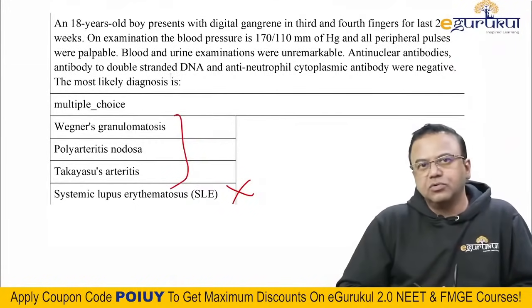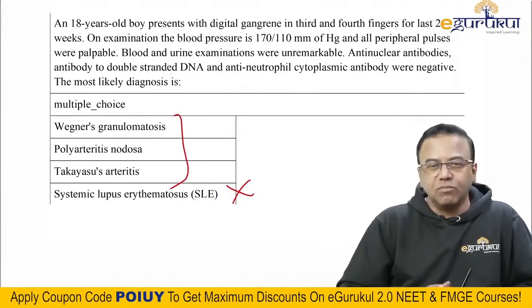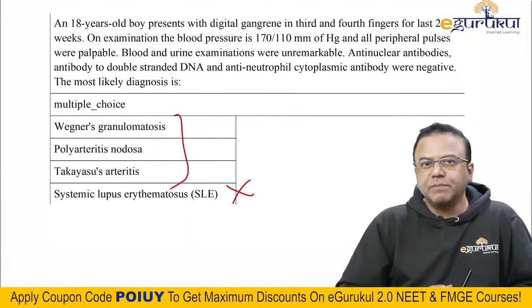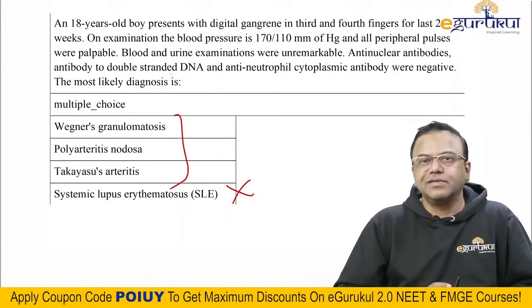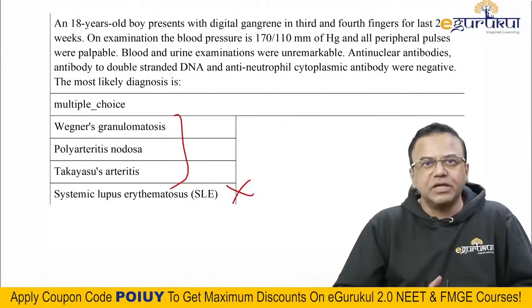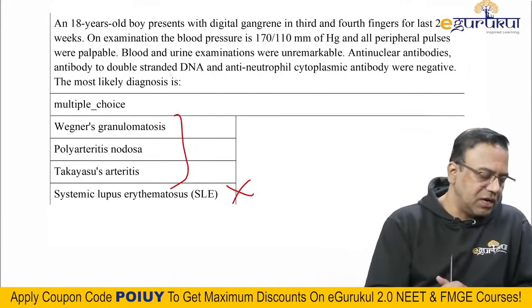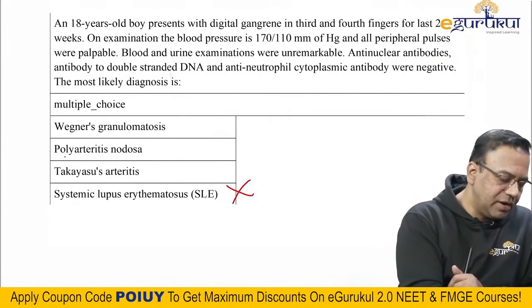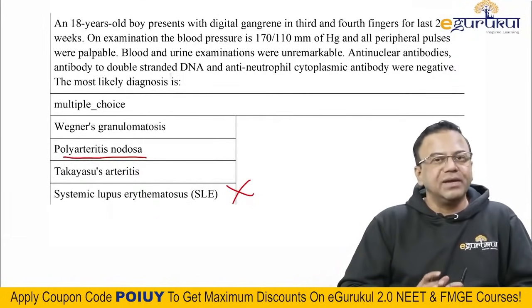Now Takayasu, again, below 40 years is possible. It is more of a vascular problem. But typically Takayasu will not come with small vessel disease. It's a medium to large vessel disease, and this is the reason they'll not generally talk about digital gangrene. The presence of hypertension and digital gangrene in a young boy is unlikely to go towards Takayasu. It's more likely to go towards polyarteritis nodosa. Agreed, with both Takayasu and polyarteritis nodosa, you don't see antibodies.